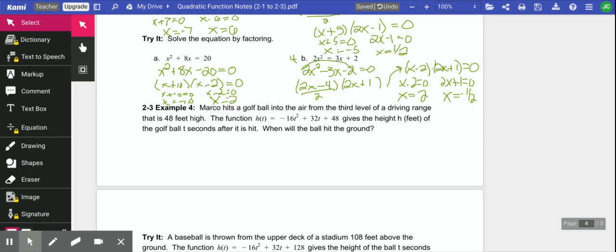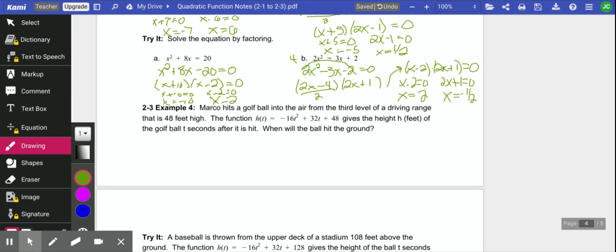All right, so let's check out what this might look like in more of an applied problem. Marco hits a golf ball into the air from the third level of a driving range that's 48 feet high. So this is one of those fancy driving range things where you're up here and you hit a golf ball and it goes like that. Here's the function. Notice it's a negative 16t squared, so we know this is a parabola opening down.